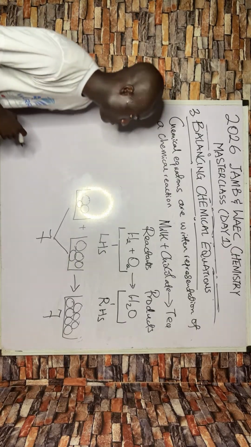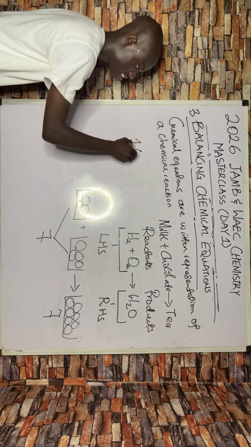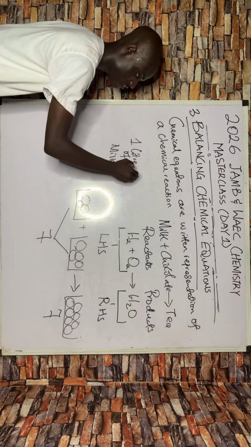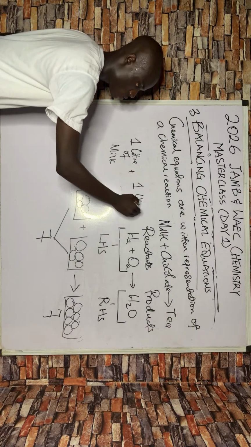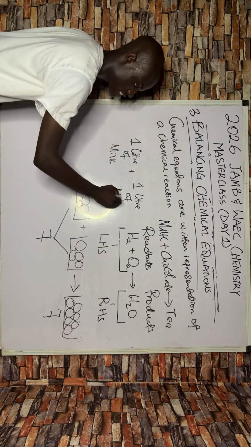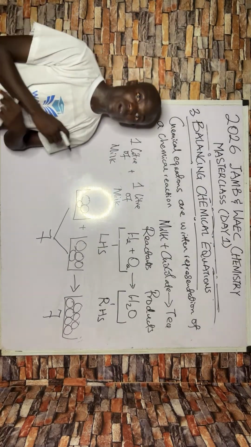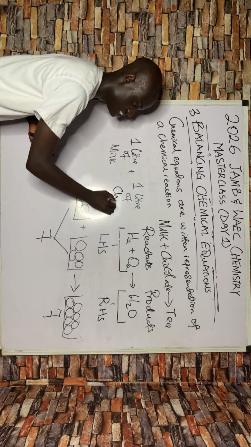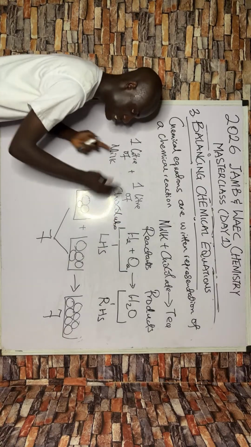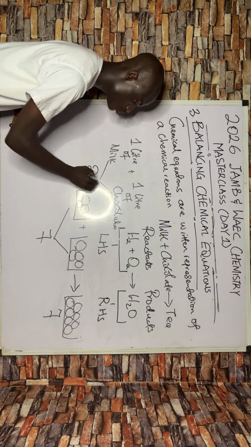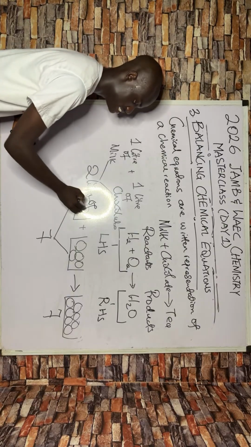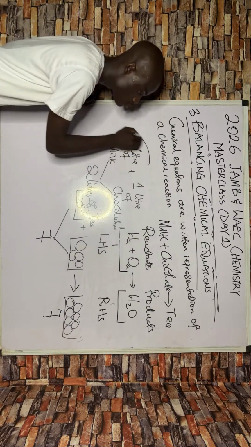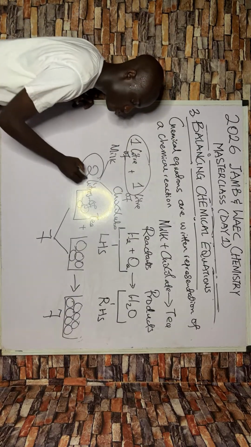Or let me give you another example. I have 1 liter of milk, and I have another 1 liter of milk, or let's say chocolate, so let's make it realistic. I mix them together, and then I should end up having 2 liters of chocolate milk. So why are we looking at balancing? Because I have 2 before and then I have 2 after.